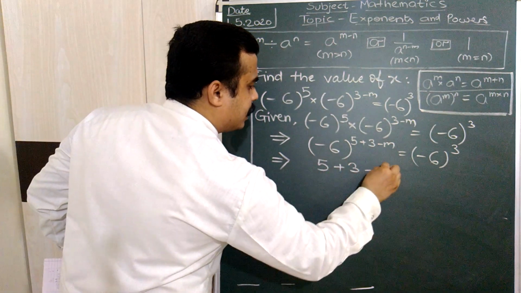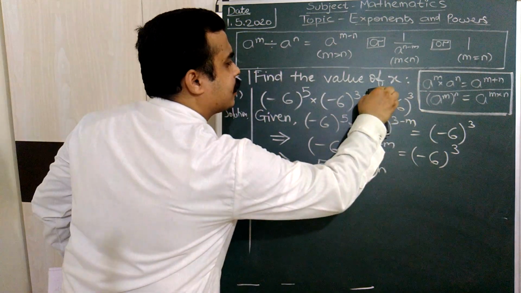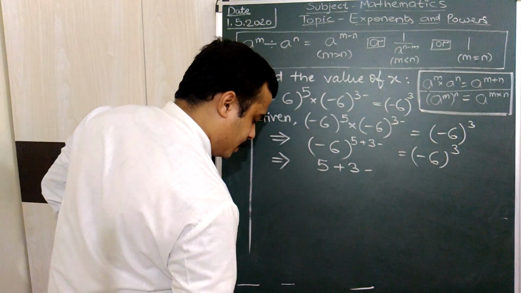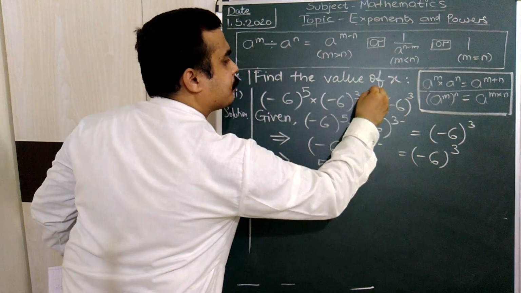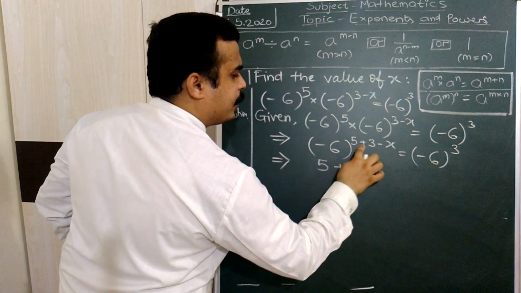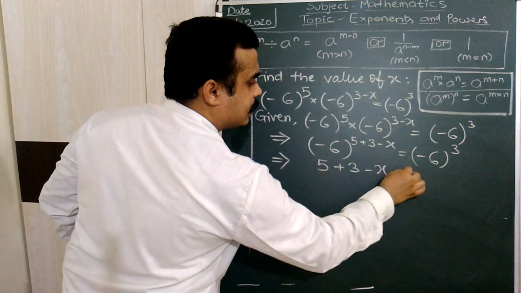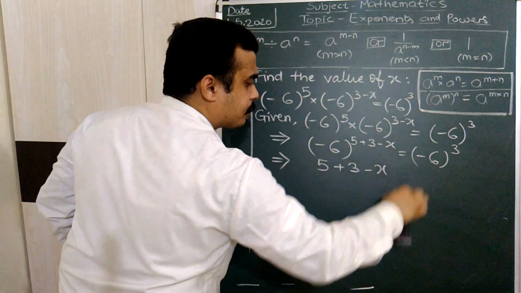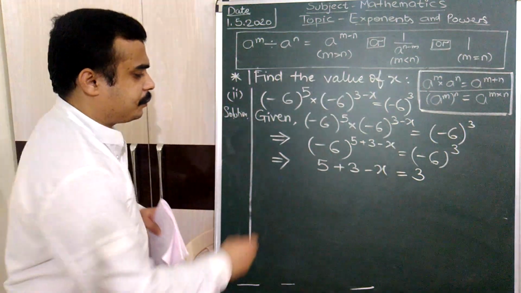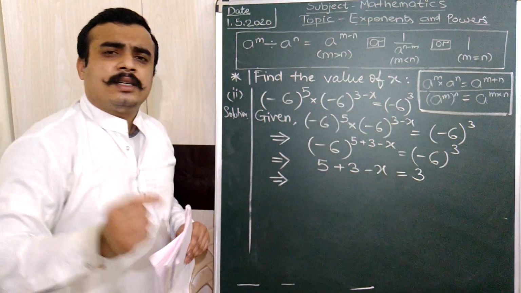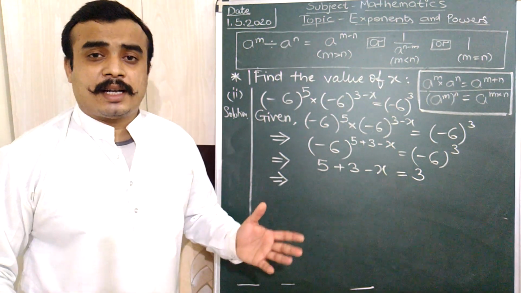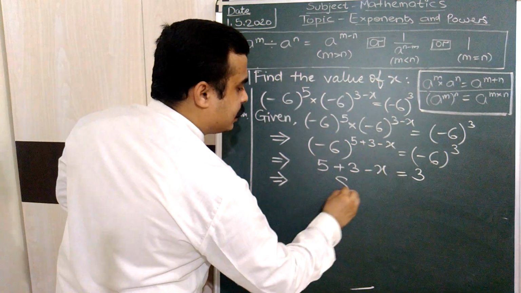5 plus 3 minus, let's have x here, okay? Because we have to find out the x now, that's why x. So 5 plus 3 minus x is equal to 3. X means what? Unknown value. Now here we will use the concept of the transposition method. So 5 plus 3, 8.